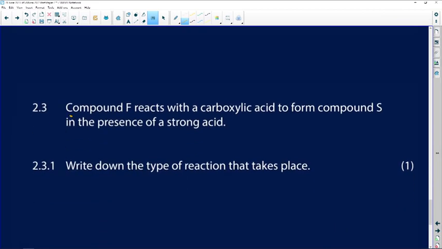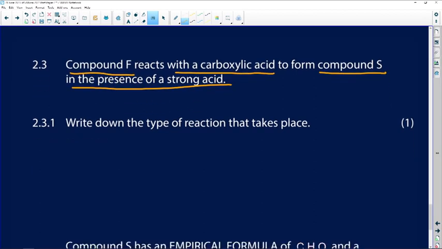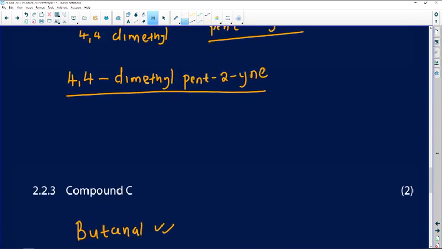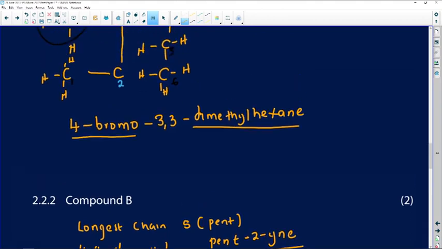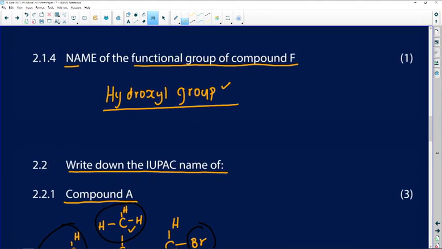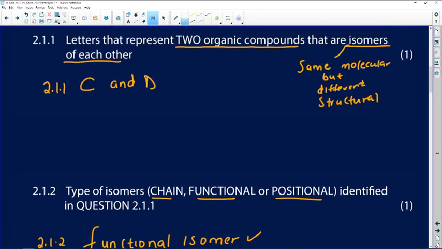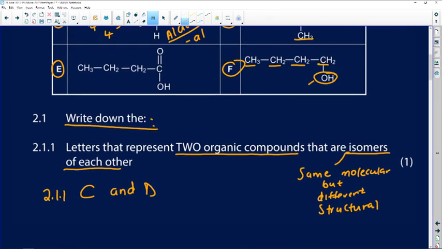2.3, compound F reacts with a carboxylic acid to form compound S in the presence of a strong acid. Now we need to identify something here. If we are given compound F, let's check what is compound F. Our compound F is here. Compound F, it is the alcohol, isn't it? It is the alcohol.